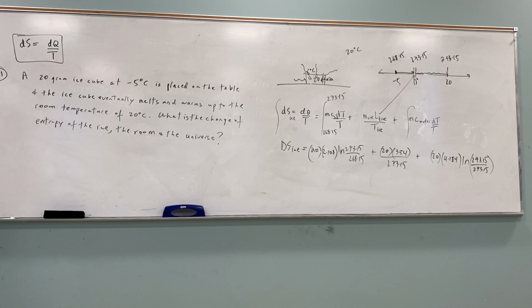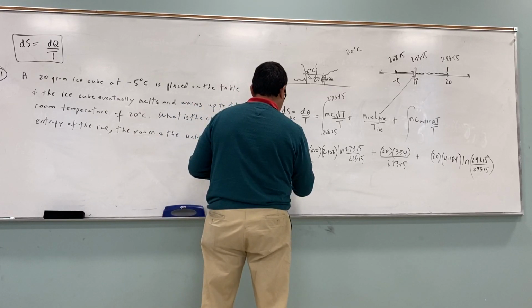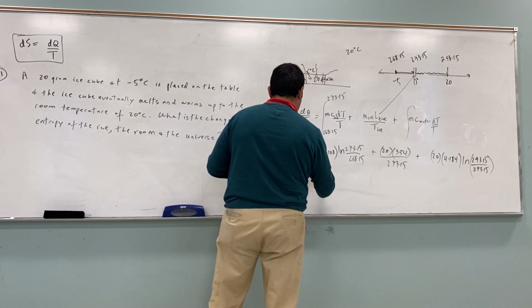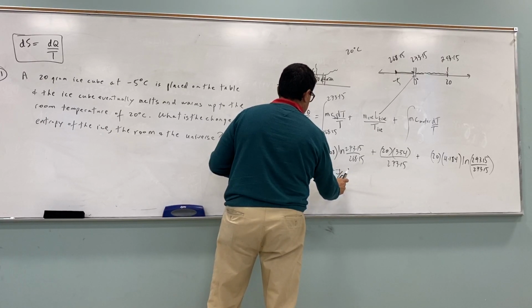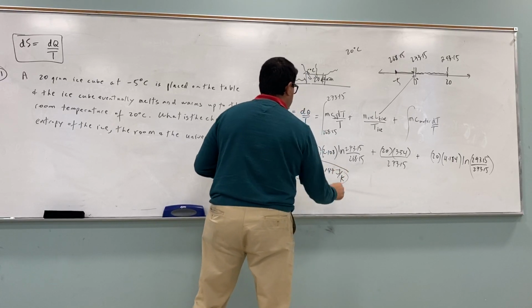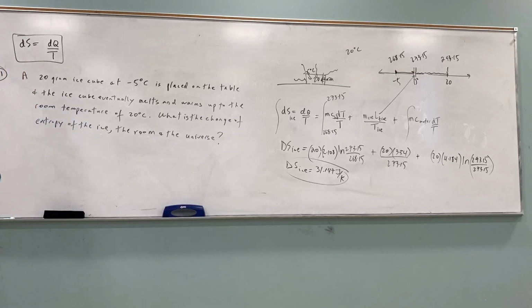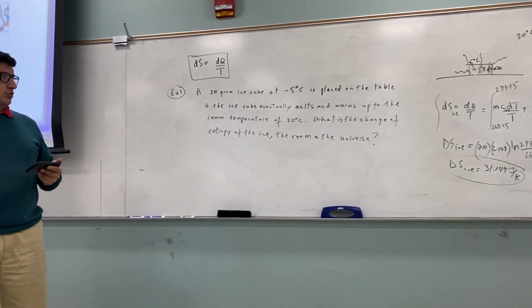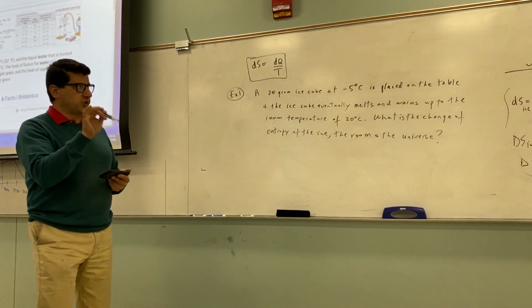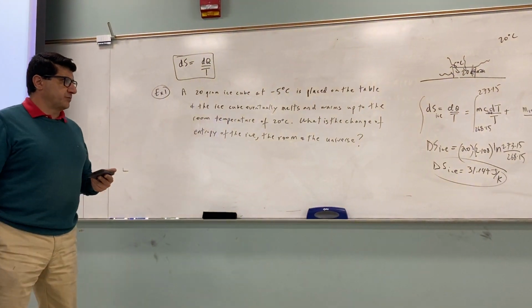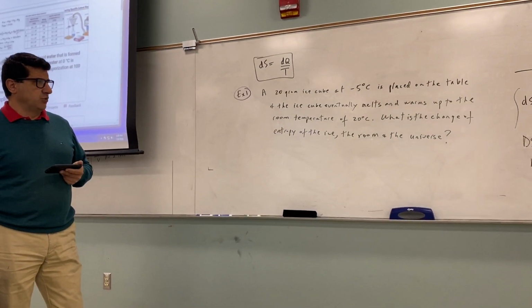$31? 31.147 joules per Kelvin. So that's the entropy of the ice when it goes from solid ice at -5 to liquid water at 20. The entropy of the ice increases by 31.